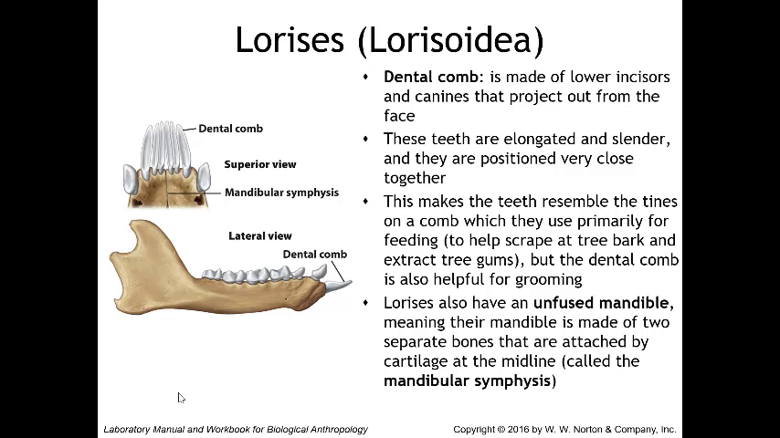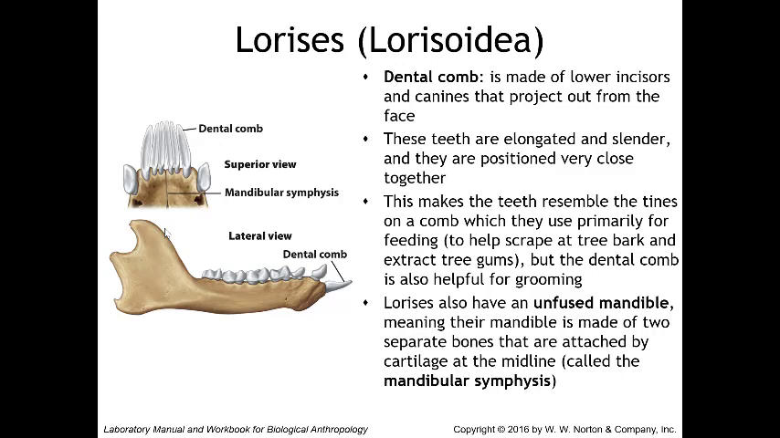The other thing lorises have is an unfused mandible. So it means that their mandible is made up of two separate bones, right, that are then attached by cartilage at the midline, which is called the mandibular symphysis. You can see here, this mandible is two separate bones, not like our mandible, which is one bone, right? Here it's two separate bones connected at that mandibular symphysis. So that's lorises.